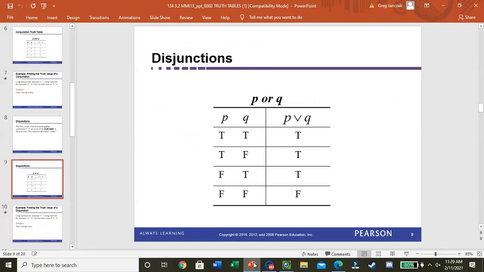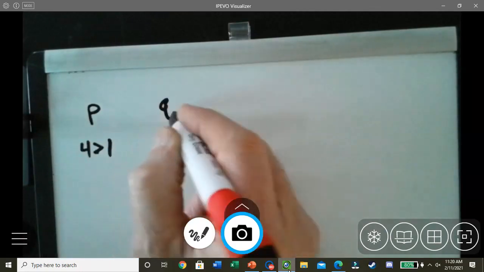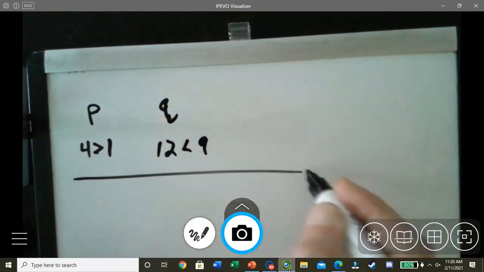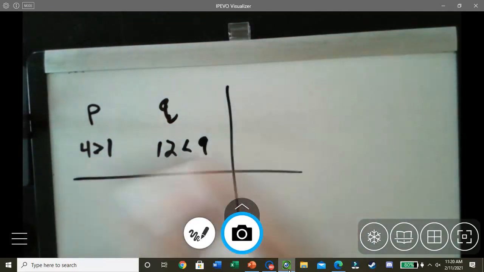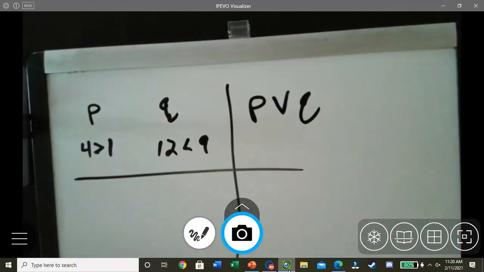So we're looking at the same two things again, right? This time P is 4 is greater than 1. Q is 12 is less than 9. Again, we're saying 4 is greater than 1, that's true. 12 is less than 9, that's false.